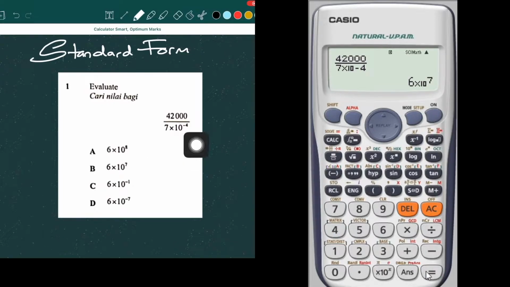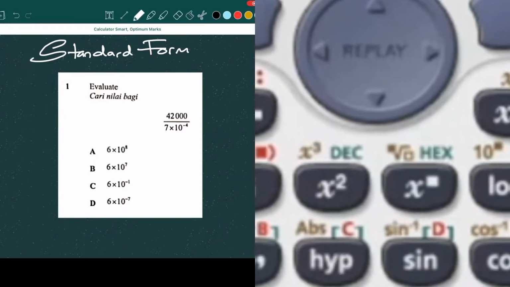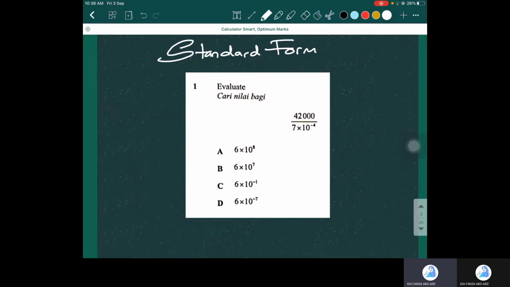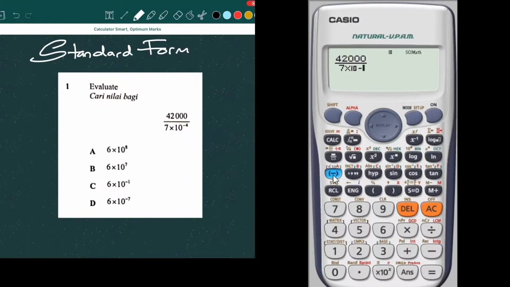Okay, next just insert the question 40,000 exactly as the question over 7. Untuk times 10 to the power of -4, dalam kalkulator kita boleh guna simbol yang kat bawah ni, sebelah answer ni, times 10 to the power of -4 ataupun exponential. Kalkulator yang dark grey tu, 570 yang lama tu, dia simbol dia EXP. Tekan simbol tu and then -4. Okay, macam ni. Equal. So terus dapat jawapan.